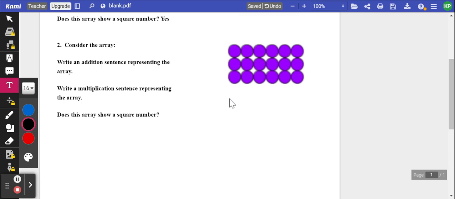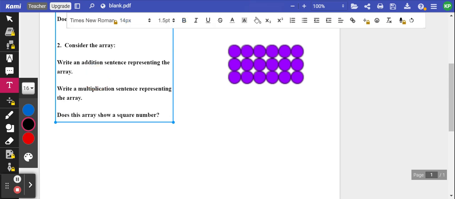And how many times do you see that? So you've got 6 the first time, plus 6 more, plus 6 more. So as an addition sentence, it looks like this. You've got 6 plus 6 plus 6, which equals 18.